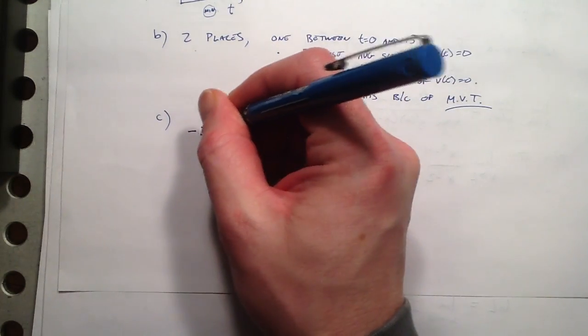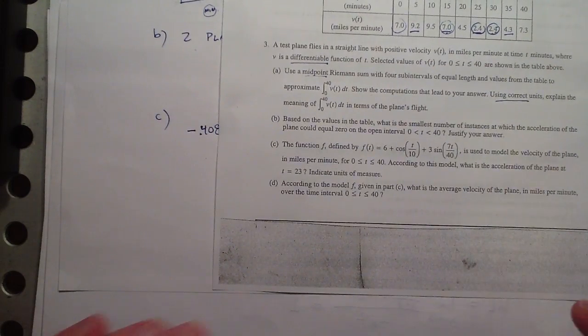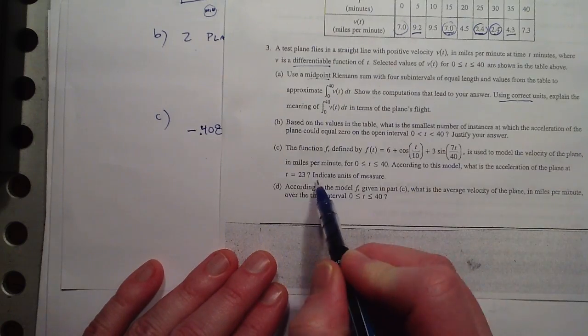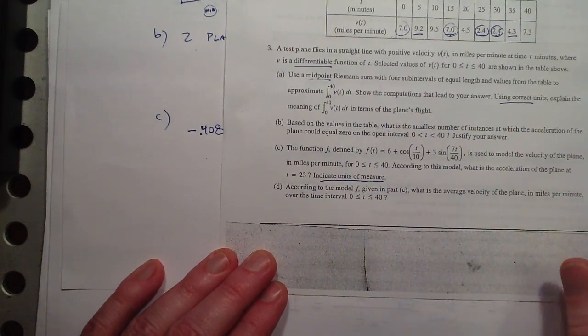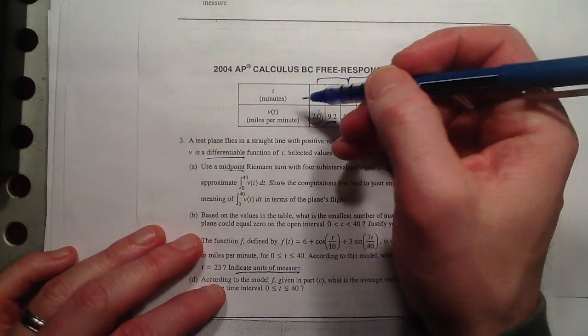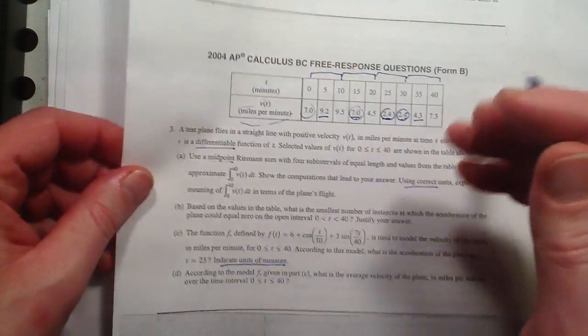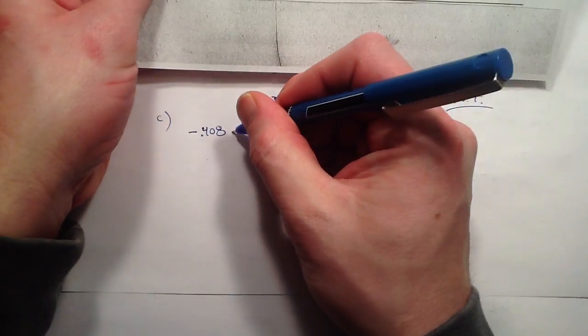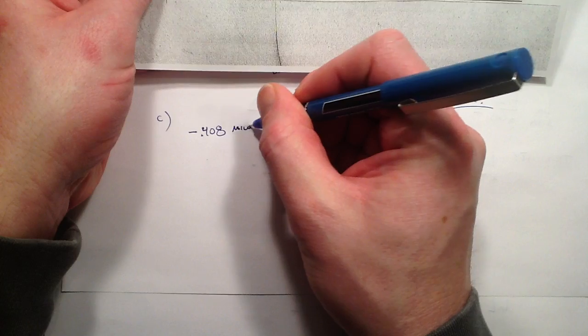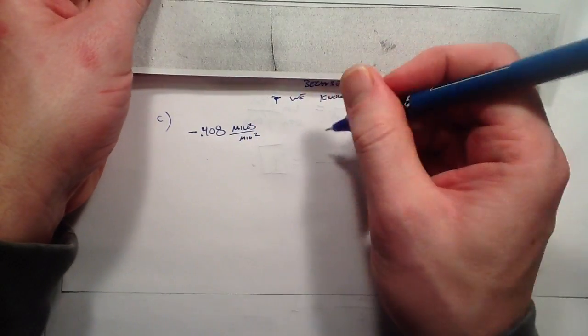Negative 0.408. And indicate units of measure. It's an acceleration, right? It's a slope of this, so it would be miles per minute, or miles per minute squared. It would be miles per minute squared.